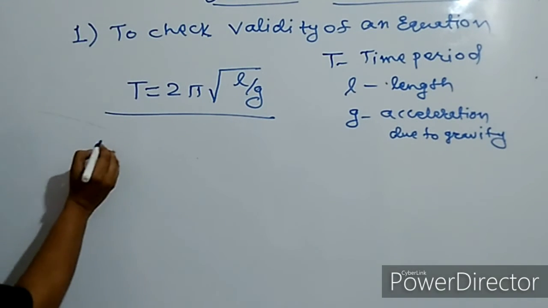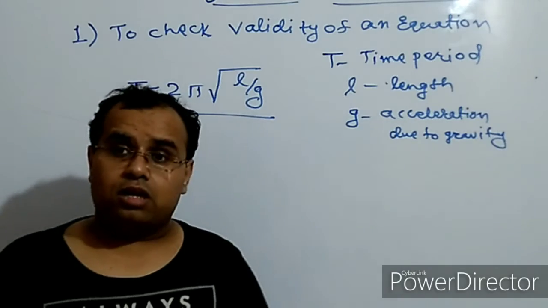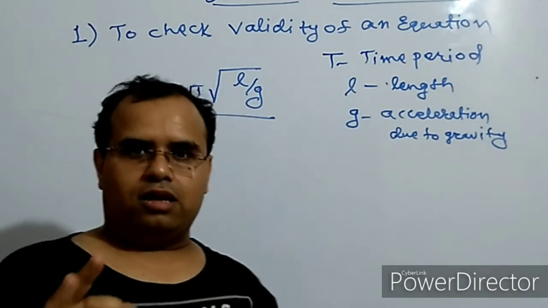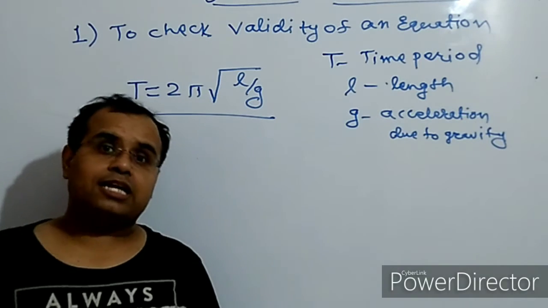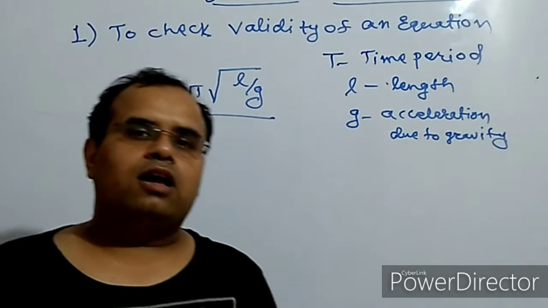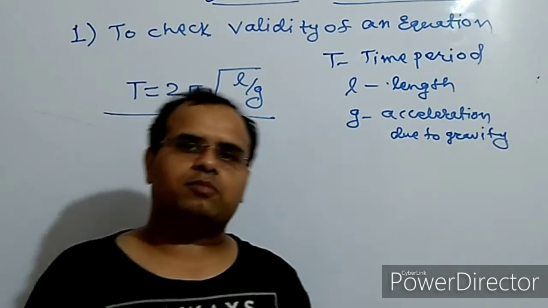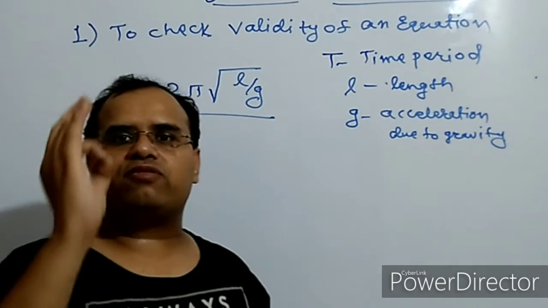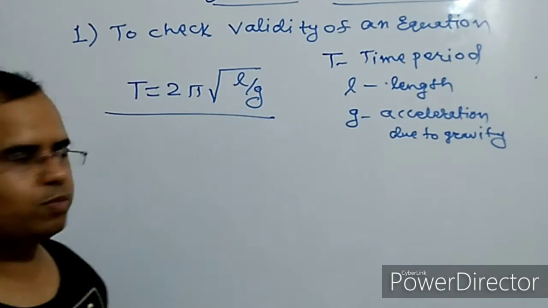For that, remember that an equation must be dimensionally as well as numerically correct. अगर वो डायमेंशनली करेक्ट है लेकिन न्यूमेरिकली करेक्ट नहीं है तो वो इक्वेशन एक्चुअली वैलिड नहीं है, और अगर कोई इक्वेशन न्यूमेरिकली करेक्ट है पर डायमेंशनली करेक्ट नहीं है तो वो भी वैलिड नहीं है. सो वो दोनों होना चाहिए, तभी वो एक फिजिकल एक्सप्रेशन बन पाता है, फिजिकल इक्वेशन बन पाता है.